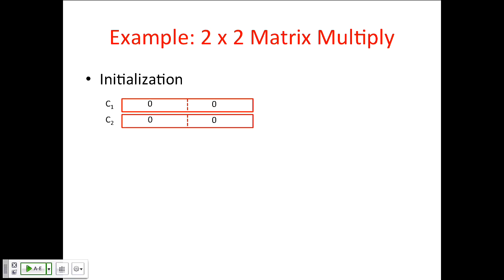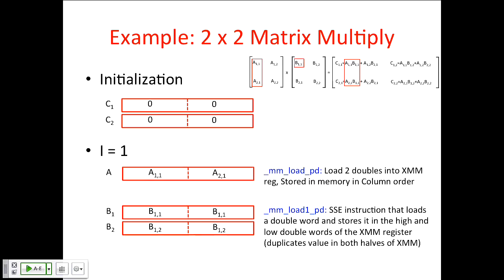So first we'll initialize the destination to 0. And then we will use an _mm_load_pd to load 2 doubles into this register. So we're going to load these 2 elements from A into the register, okay? Then we're going to use this funky _mm_load1_pd. This loads a single word, in this case a double precision word, and stores it twice in the high and low words, so basically it duplicates this value.